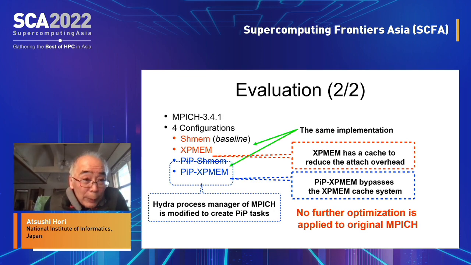And there's one big difference between XPMEM and PIP XPMEM. As I said, having a shared memory region has certain overhead to create and attach. The MPICH XPMEM implementation has an XPMEM cache to reduce that overhead to create and attach. But with PIP XPMEM, as I said, there's no need to do that. So in the PIP XPMEM configuration, that XPMEM caching system is bypassed.